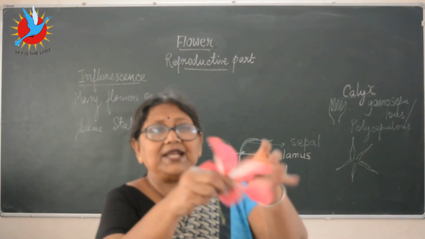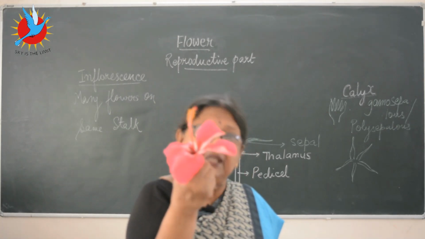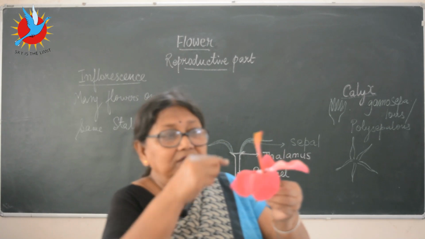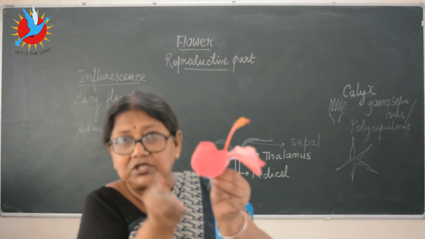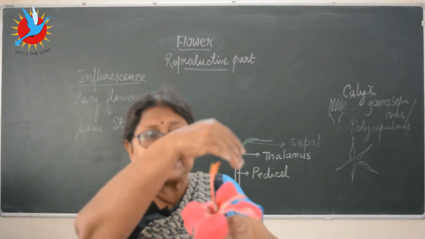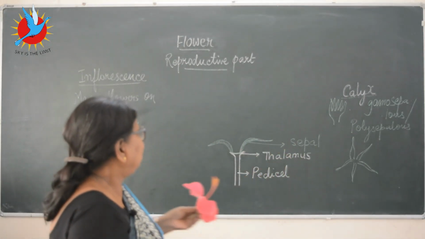These brightly colored structures, all of you know. What are they called? Yes, they are called petals. Now, you can see in a circle, the whole whorl, this is the second whorl. Outer one was the calyx. Now, this is the second whorl. This whorl is called the corolla.